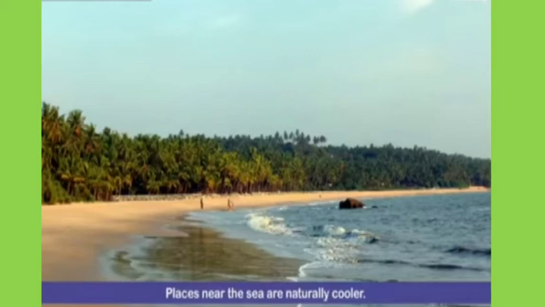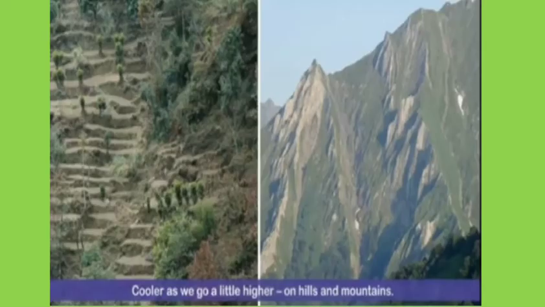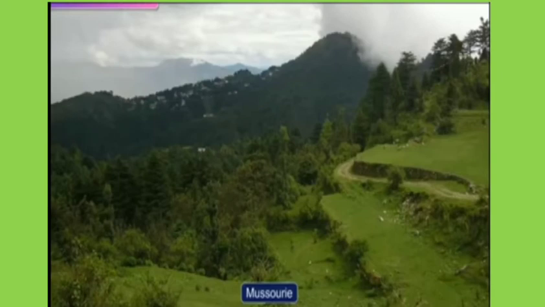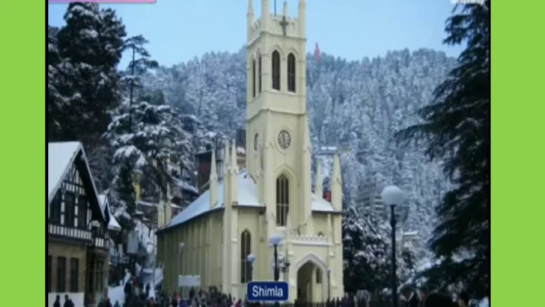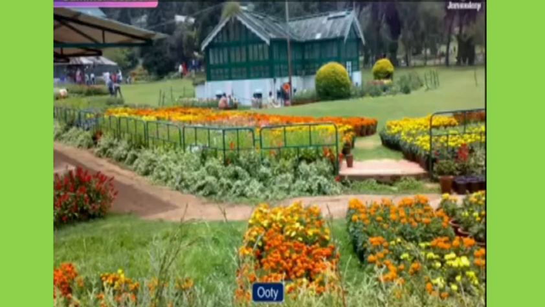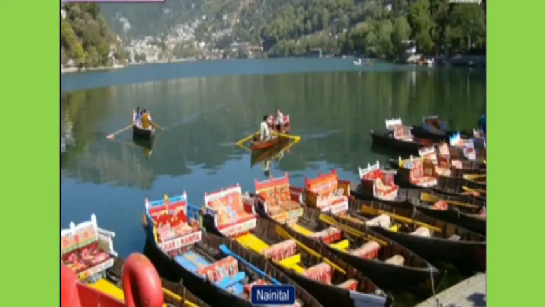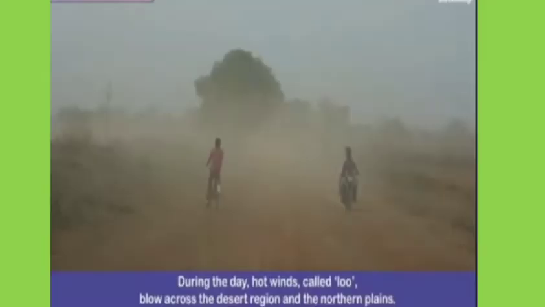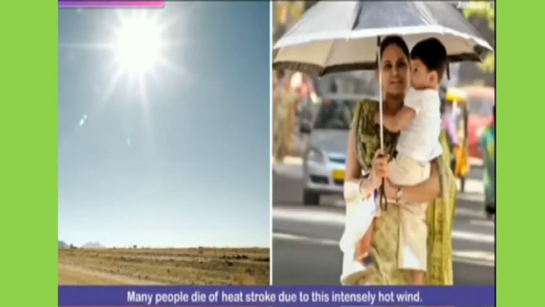Places near the sea are naturally cooler. It gets cooler as we go a little higher on hills and mountains. This is why people often visit hill stations such as Mussoorie, Shimla, Ooty, and Nainital. It is pleasant and cooler there. During the day, hot winds called Lu blow across the desert region and the northern plains. Many people die of heat stroke due to this intense hot wind.